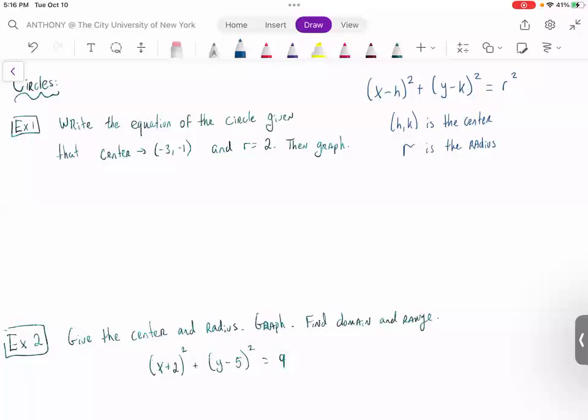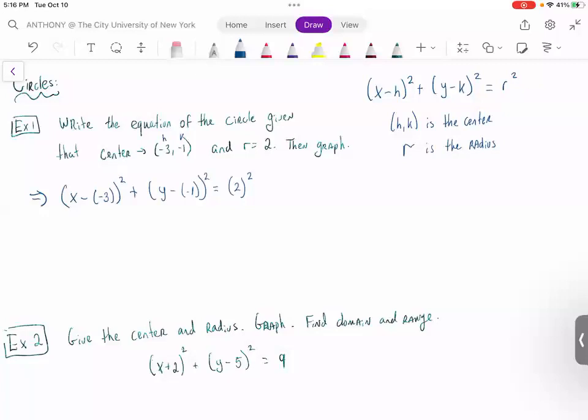Okay, so you can go ahead and plug in the center point and the radius into this equation. If you do so, what you're going to get is x minus the value of h, which by the way is -3. So it's (x minus -3) squared plus (y minus the value of k, which is -1) squared equals r squared, which is 2 squared.